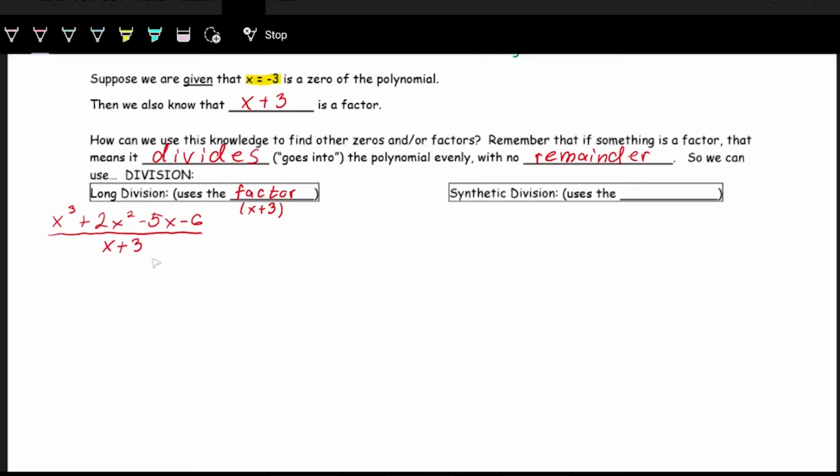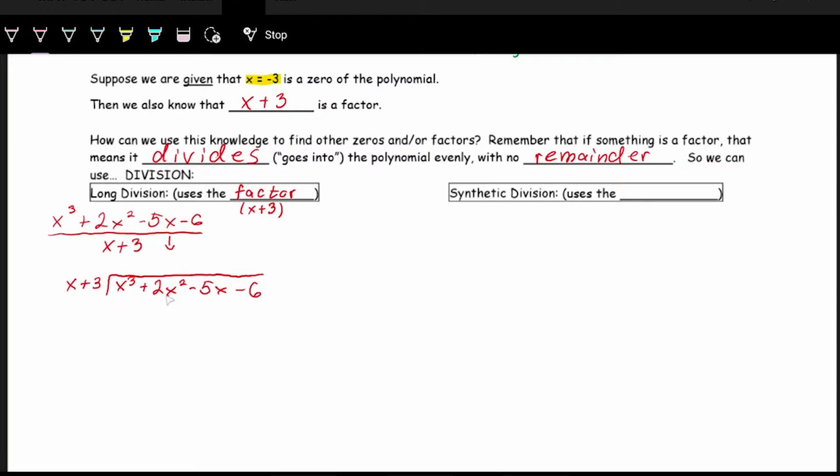And so we want to see how do we do this. To do this, we set it up just like long division with numbers. We have the divisor out front, so we have the x plus 3 out front, and then we write the little house, the division symbol, and on the inside we have the dividend, which is the numerator x cubed plus 2x squared minus 5x minus 6. So it's just like with regular division. We look to see, is there a way that we can put x plus 3 into x cubed? Not really, so we move down to the next part.